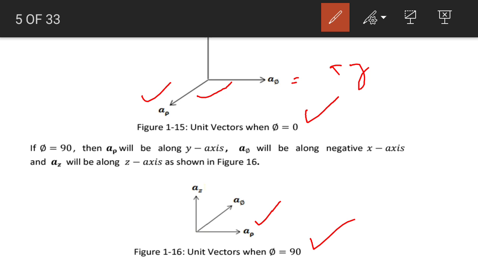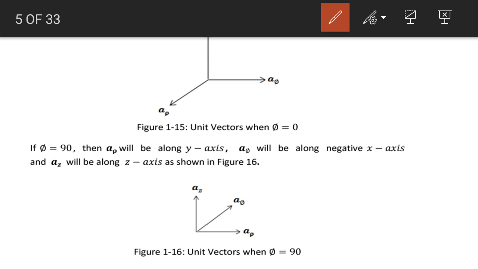And we know that the unit vector a phi makes an angle of 90 plus phi with respect to the x-axis. So 90 plus 90 is 180 degrees. It means that the unit vector a phi will make an angle of 180 degrees with respect to the x-axis. If this unit vector a phi makes an angle of 180 degrees with respect to the x-axis, definitely this unit vector will be along the negative x-axis. And the unit vector az will be along the z-axis.